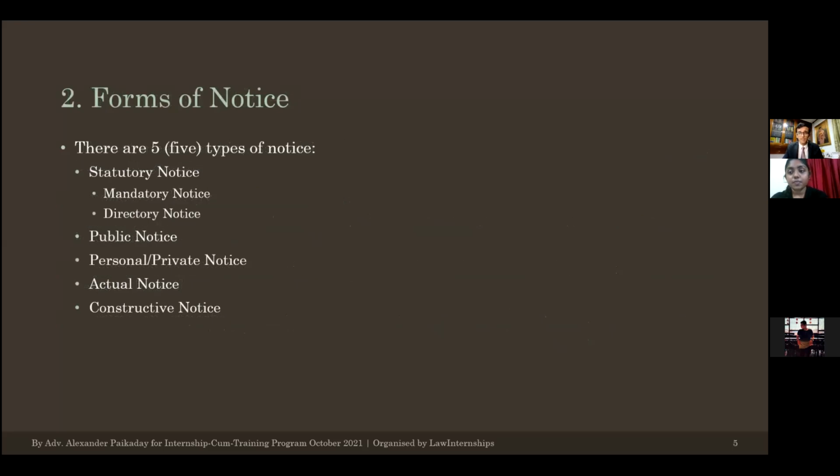Now, forms of notice. There are 5 types of notice. First is a statutory notice, which has been divided into mandatory notice and directory notice. Second is a public notice. Third is a personal or private notice. Fourth is actual notice. And fifth is constructive notice.